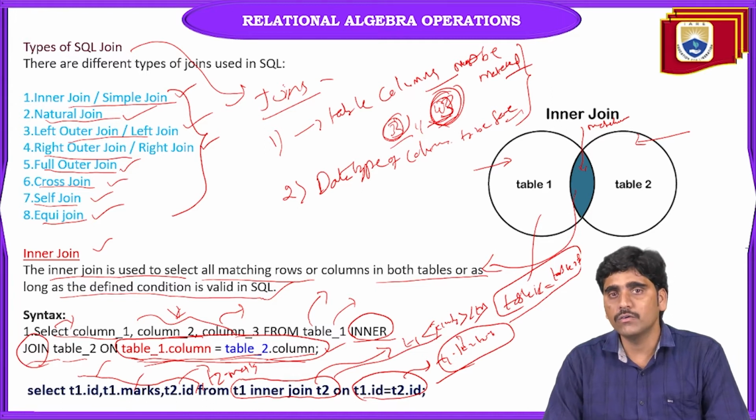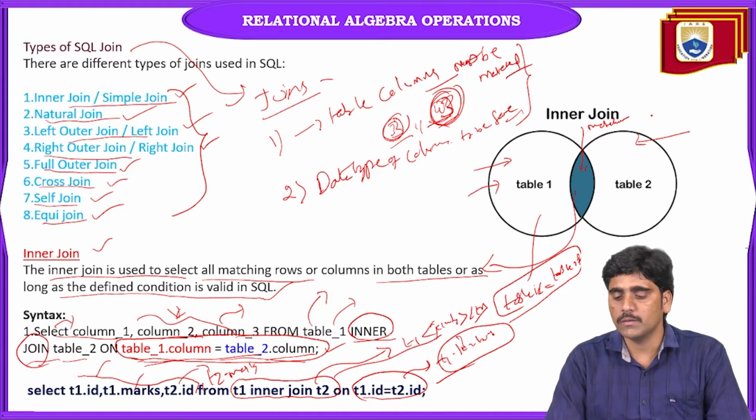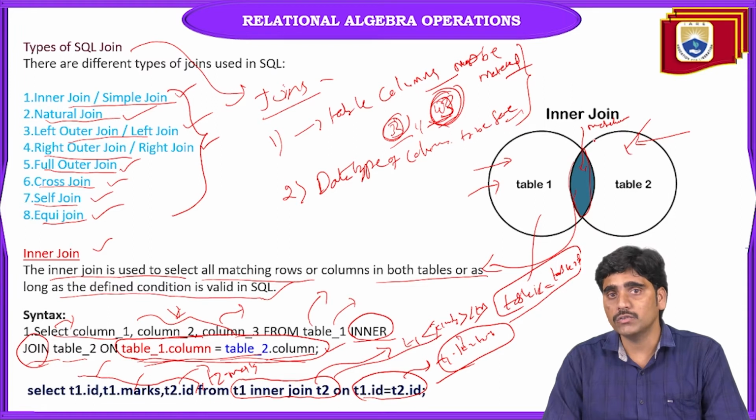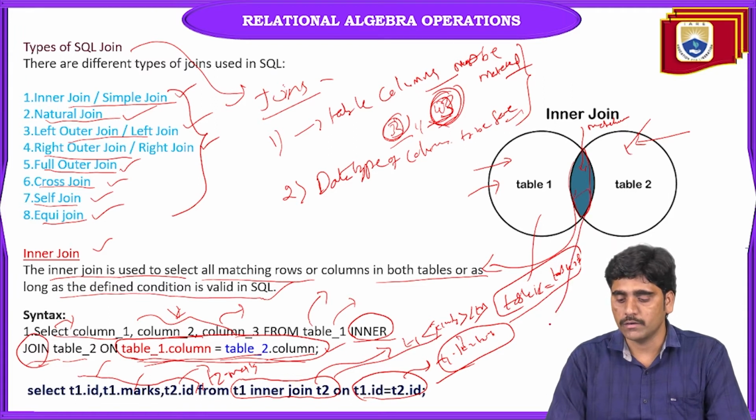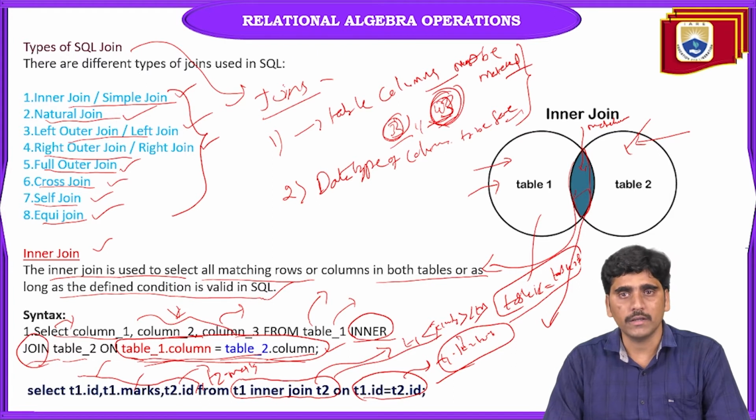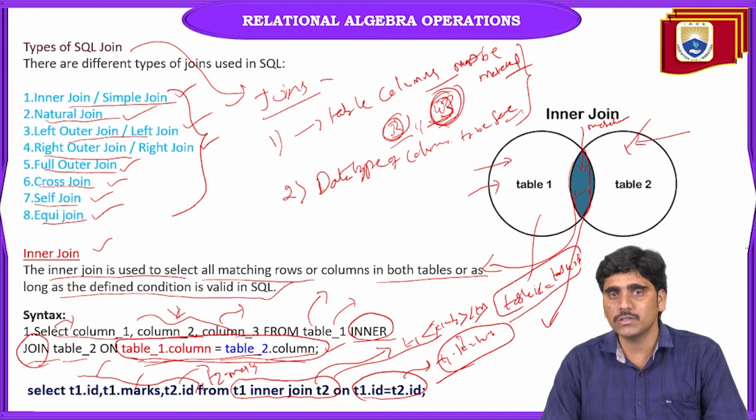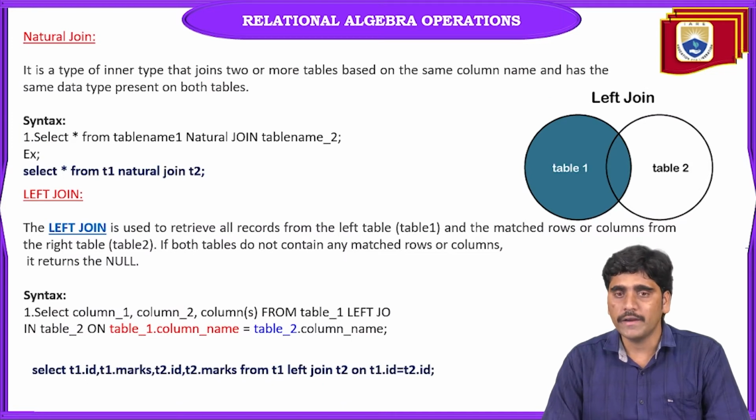Now it looks at table 1 and table 2 where t1.id equals t2.id, and the common or matching values will be displayed. It is exactly the same as an intersection operator. It is not taking any non-matching values from table 1 or table 2, but the matching rows or columns from the two tables will be displayed. This is the way you can understand the syntax for inner join. Right.